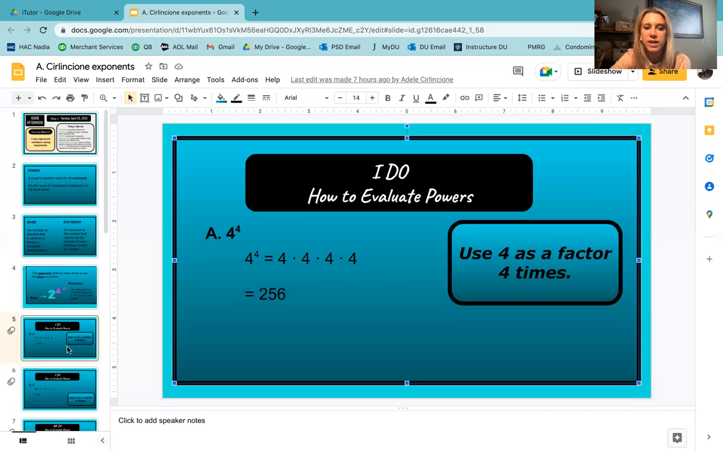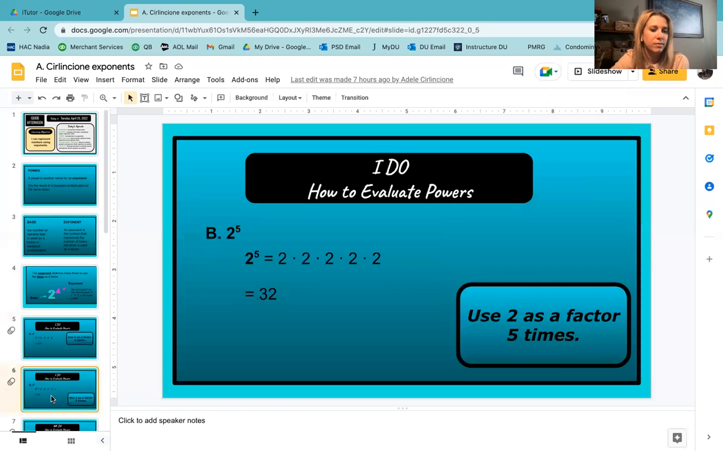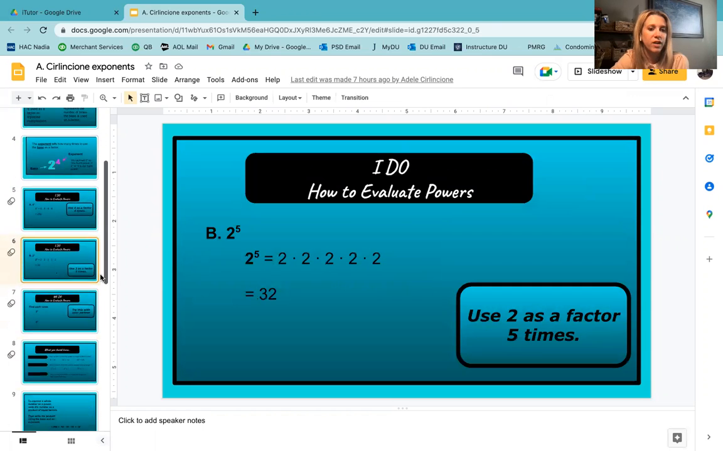Let's do another example. Ooh, 2 to the 5th power. So we're using 2 as a factor 5 times. So I have 2 to the power of 5, or I can also say 2 to the 5th power. I have 2 times 2 times 2 times 2 times another 2. And what is 2 to the 5th power? It equals 32.